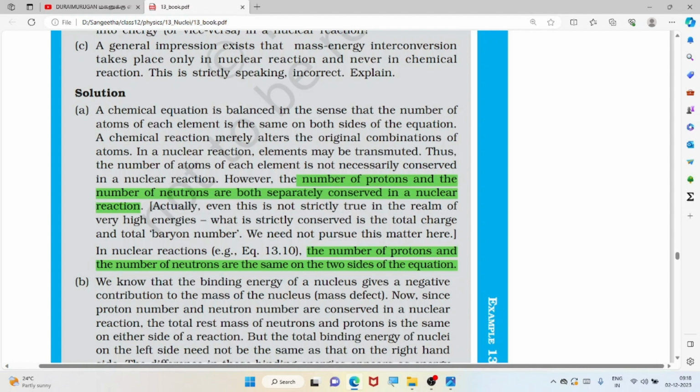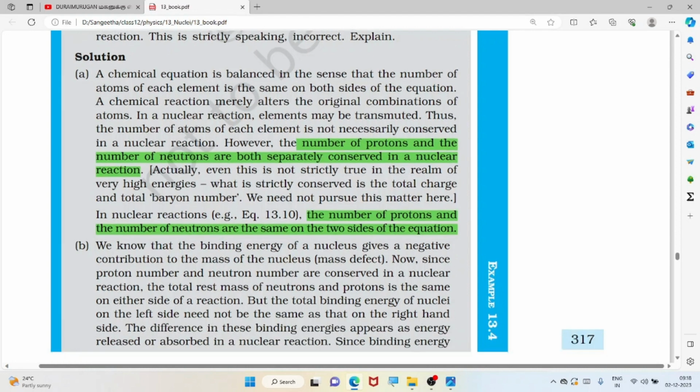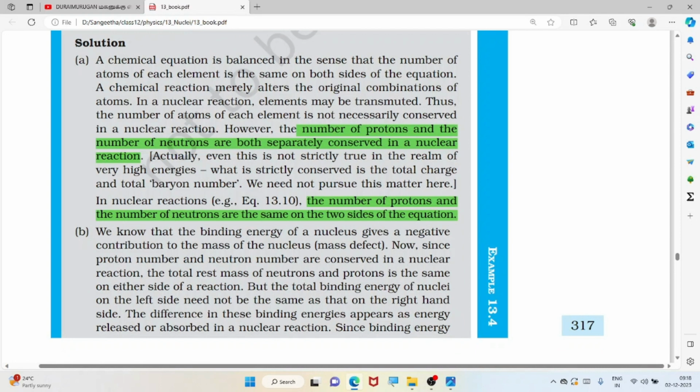In a nuclear reaction, the elements may be transmuted. Thus, the number of atoms of each element is not necessarily conserved. The number of atoms need not be conserved. In a nuclear reaction, however, the number of protons and the number of neutrons are both separately conserved. I already showed you the number of protons and neutrons are conserved.